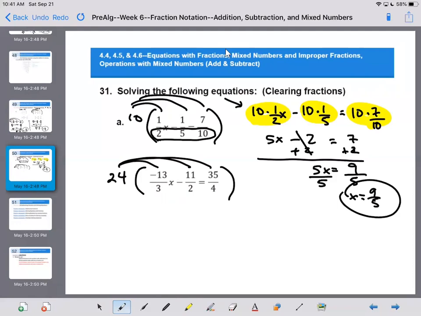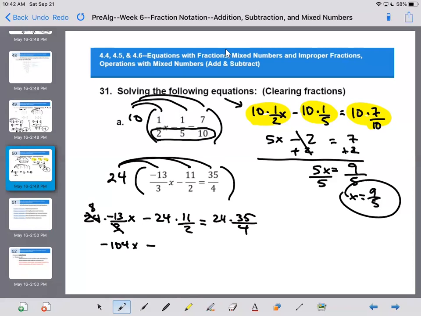So 24 multiplied by negative 13 thirds x minus 24 multiplied by 11 halves equals 24 multiplied by 35 fourths. So in this case, I don't really want to multiply that 24 by 13 out right now. I know that 3 is going to divide 24 8 times. And 8 times a negative 13, that's going to be negative 104x. So that's another way to look at that, because I know, well, 24 times 13 is 312. 312 divided by 3, I get the 104x.